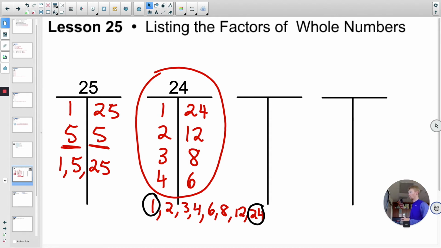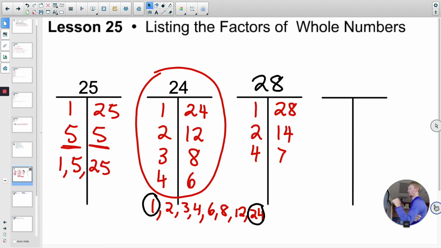All right, let's do a few more examples. Let's try 28. Go ahead and try to list the factors of 28. I have 1, 28. Start with the easiest one. 2 and 14. Can't divide it by 3, but I can divide it by 4. 4 times 7. Then I'm going to start repeating. So my factors of 28 are 1, 2, 4, 7, 14, and 28.